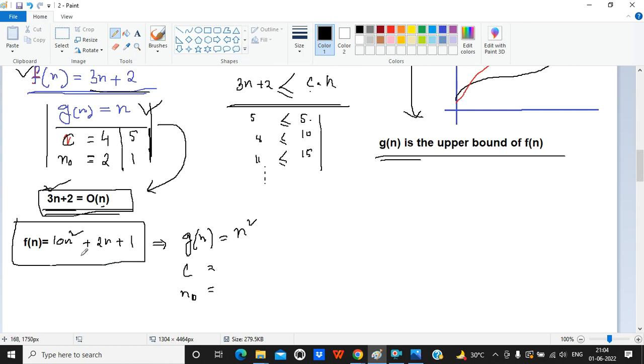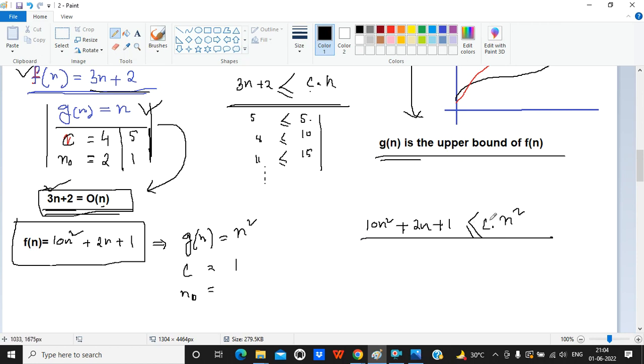So what will be your c and what will be your n0? I hope you can find out the values of c and n0. c will be 1. Say 10n square plus 2n plus 1 is less than or equal to c times n square. You have to put some value of c so that it satisfies the less than or equal to.